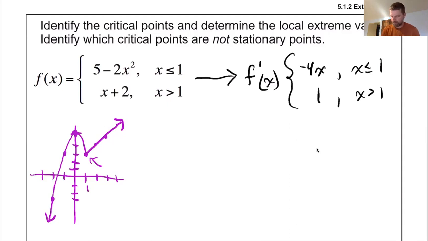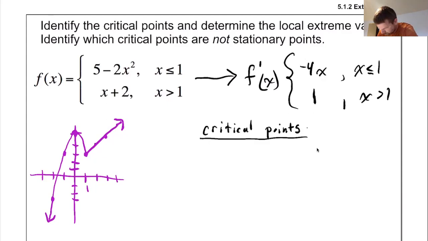If you plugged in a value of 1 into this one, I get a -4. I get a 1 out of there. Clearly -4 and 1 are not the same slopes, so I'm going to hit a corner. So I didn't even need to graph this to see the corner, but being able to graph it can make it really clear and make it really easy.